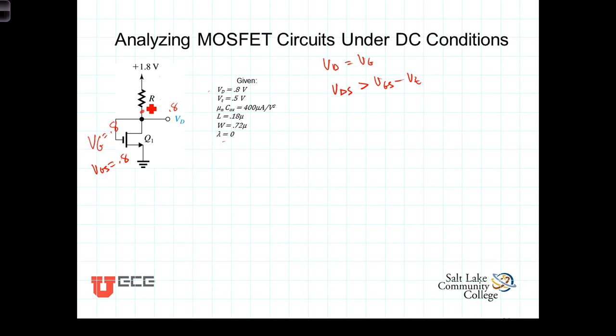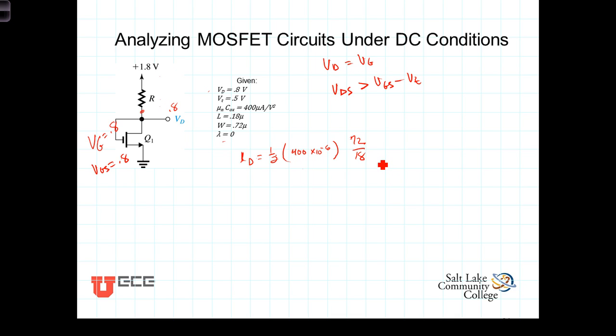If we can calculate the current, which we can, given what we've got, we'll then be able to calculate the value of R. So we know then that it's in the saturation region, therefore I sub D is equal to 1/2 times K sub n prime, that's just mu sub n COX, which in this case is 400 times 10 to the minus 6th, times W over L. W is 0.72 microns, and L is 0.18, so W over L is going to be 72 divided by 18.